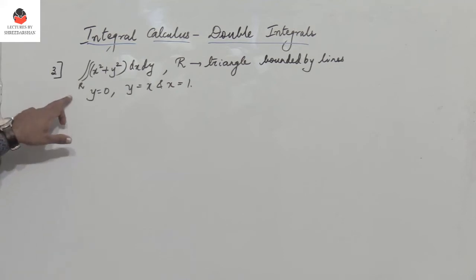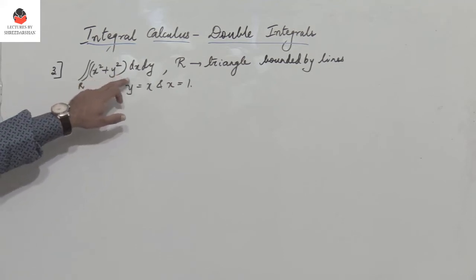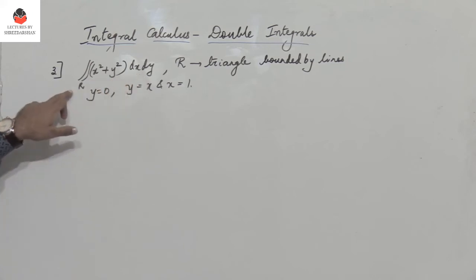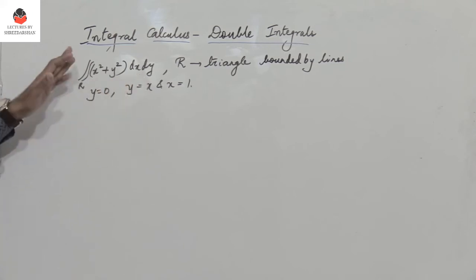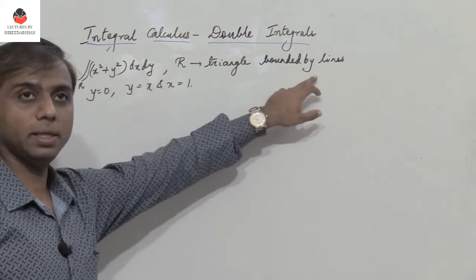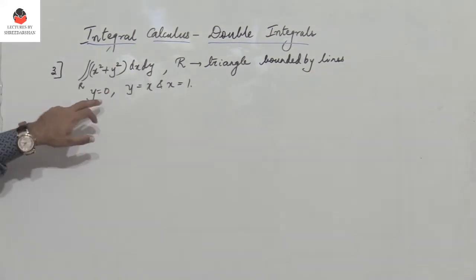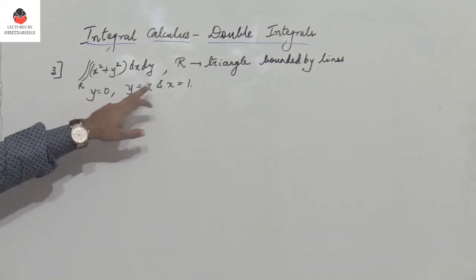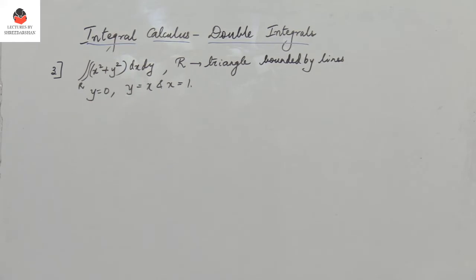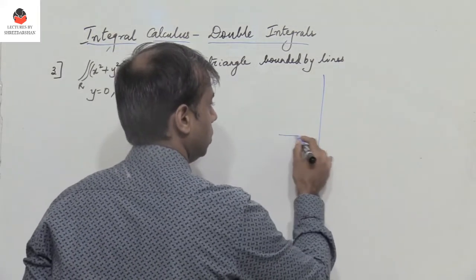Evaluate the double integral of x square plus y square dx dy, where R is nothing but a triangle which is bounded by the lines y equal to 0, y equals x, and x equals 1. So let us see what these lines are and how do we get the triangle.